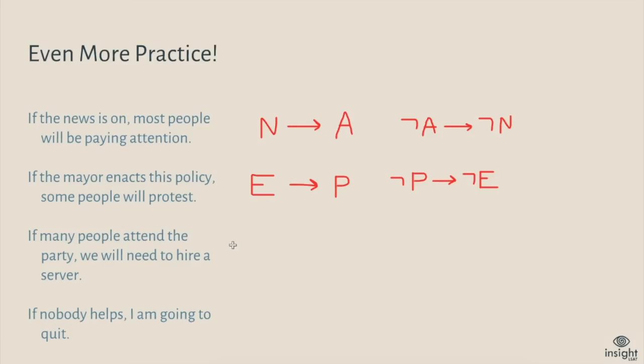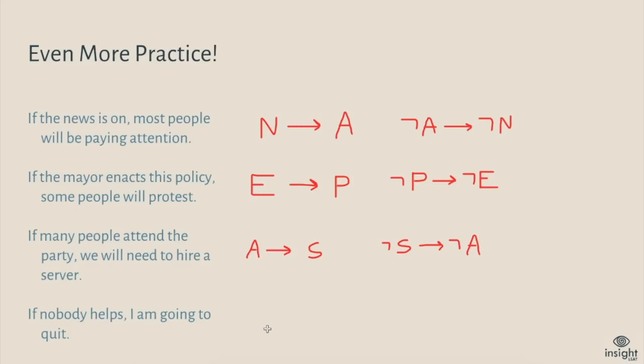If many people attend the party, we will need to hire a server. Okay, so let's put attendance. If many people attend, then we have to hire a server. If we don't need to hire a server, this is a little silly, but how are we going to put this? It's not the case that many people attended the party. And how do we read that? Well, that means that either one person attended the party or nobody attended the party, because all we need to say many is 2 plus. So 2 plus didn't happen. That leaves 1 or 0.